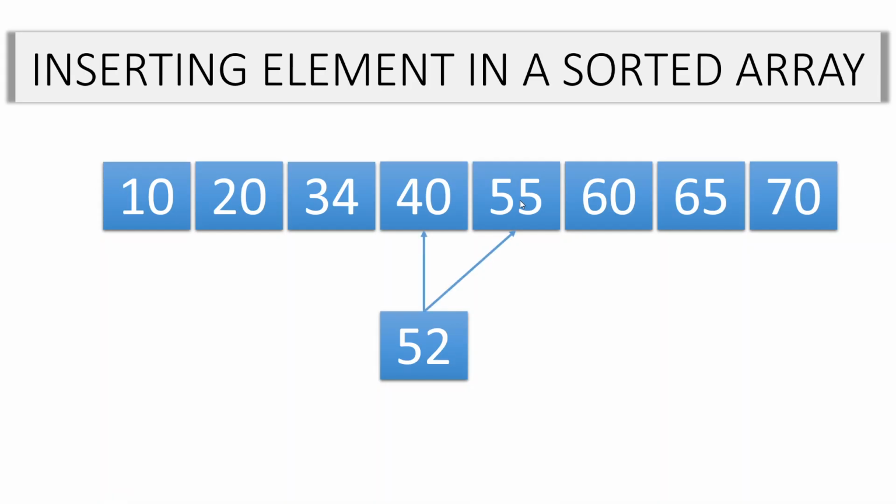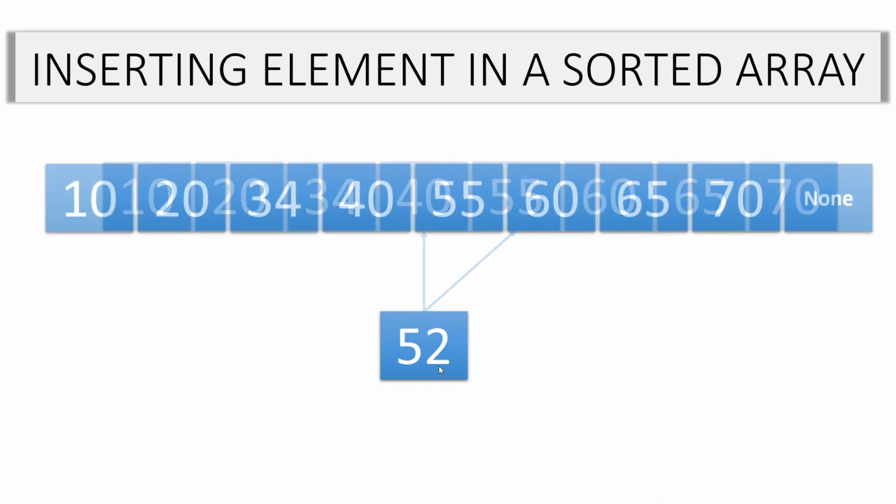So this is the position between 40 and 55 where we need 52. As I said, I have one more block, and what we are going to do is assign None into that particular block. None means empty, we can assume that. And then we are going to shift the numbers 55, 60, 65 and 70 one position towards the right.